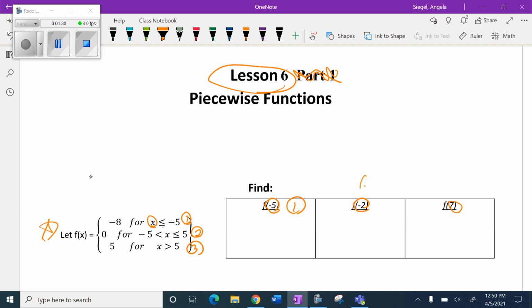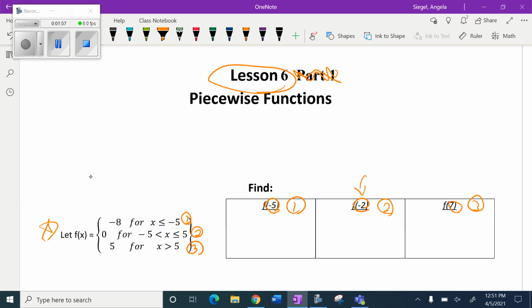Now let's look at -2. Is -2 less than or equal to -5? Is it between -5 and 5? Or is it greater than 5? -2 should go in that second line. Finally, let's do 7. Is 7 less than -5? Is it between -5 and 5? Or is it greater than 5? 7 is greater than 5, so it goes in that last one.